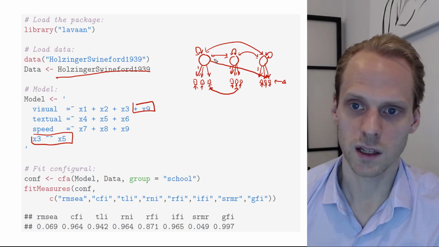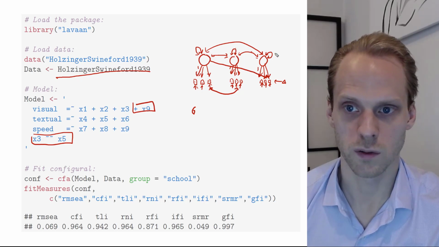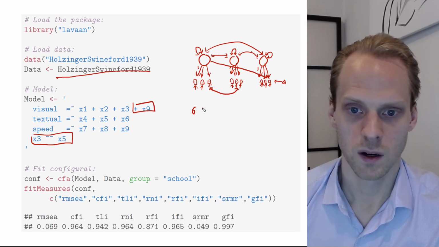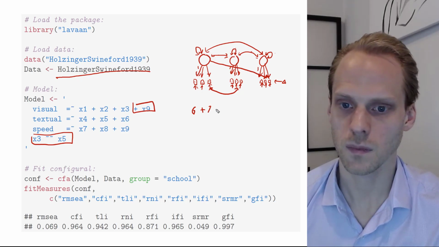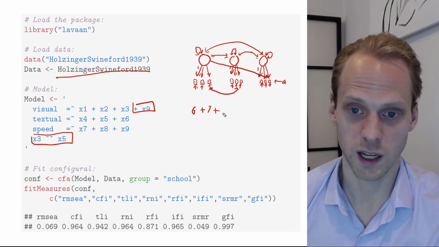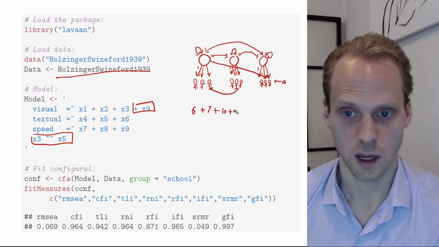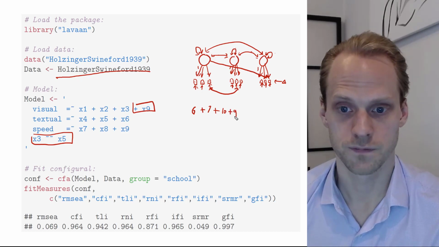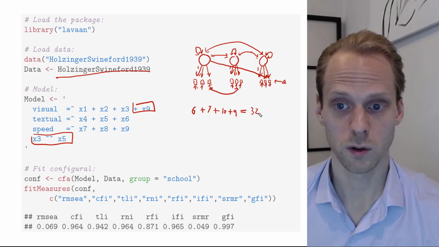We have at the latent level 6 variances and covariances: 1, 2, 3, 4, 5, 6. We have 1, 2, 3, 4, 5, 6, 7 factor loadings. We have 1, 2, 3, 4, 5, 6, 7, 8, 9, 10 residual variances or covariances. And we have 9 intercepts. So this leads to a total of 32 parameters.